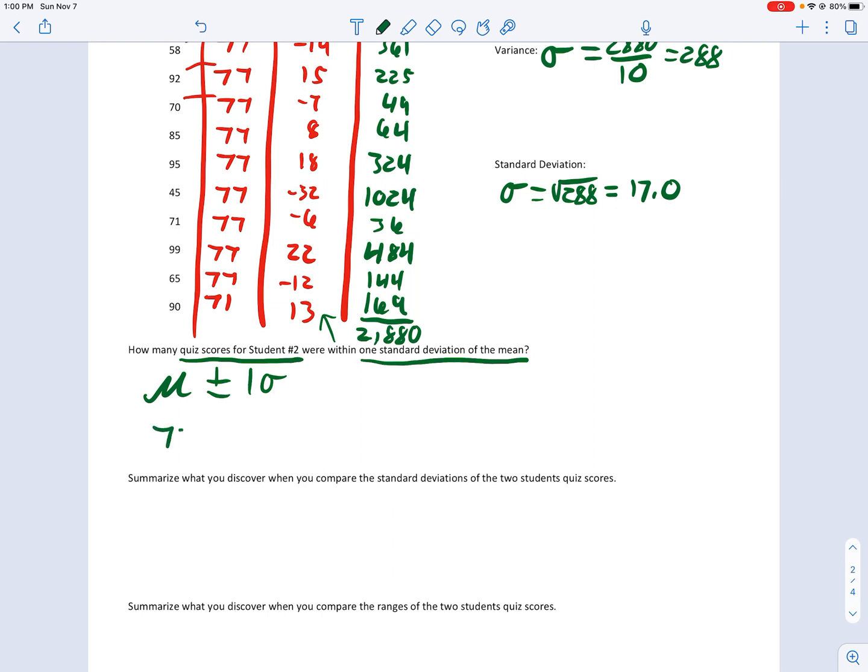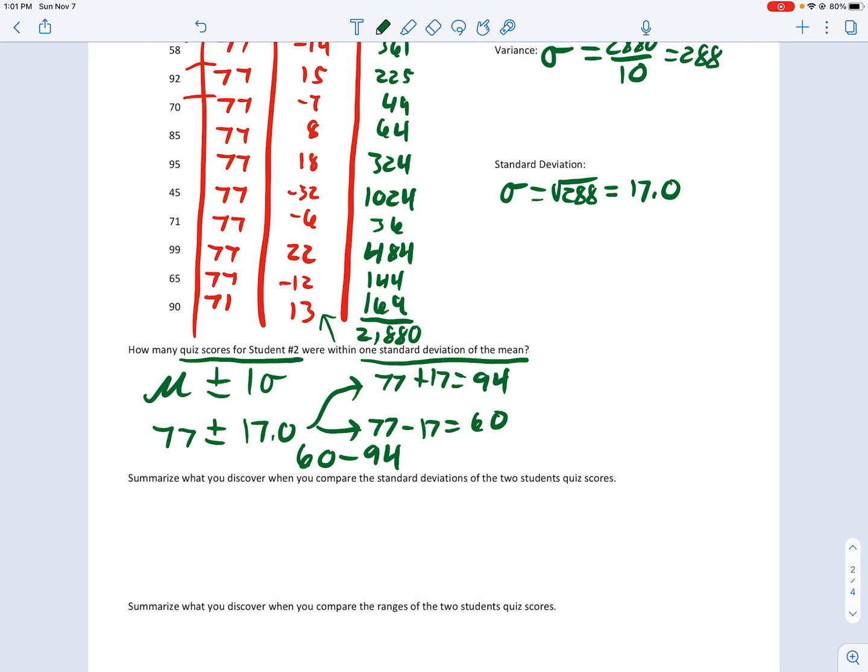So the mean is 77. Our standard deviation was 17. So let's figure out the interval we're looking for. 77 plus 17 would be a quiz score of 94. 77 minus 17 would be a quiz score of 60. So how many quizzes fall in the range of 60 to 94? That's what it's asking me. That's within one standard deviation of the mean. So count those.